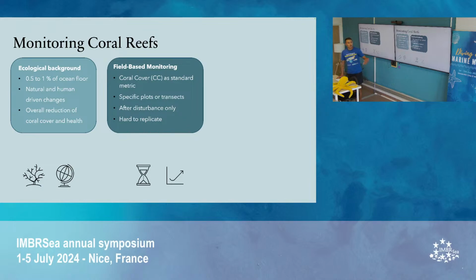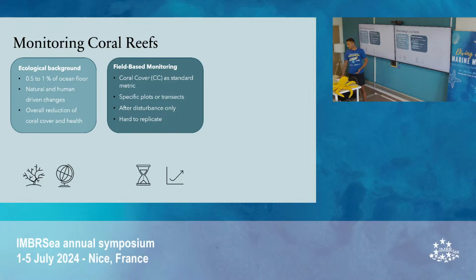Additionally, a lot of these methods only look at what happens after a disturbance. For example, we know a bleaching happened, so we look at how that affected the reef, but we don't look at how it recovers, or how maybe there was a bleaching, then disease, then maybe bombing or fishing, and how the reef projects over time.